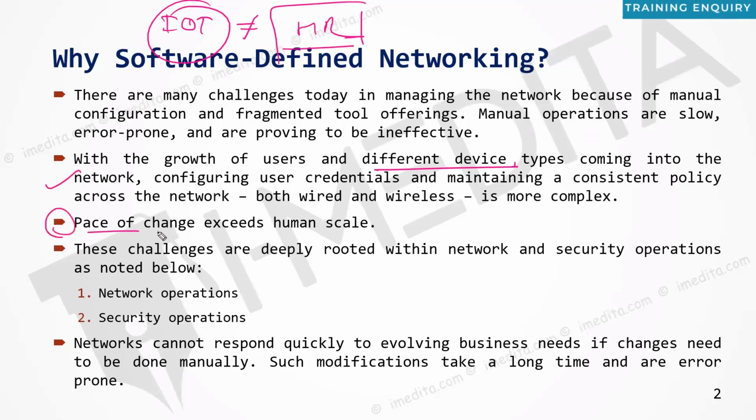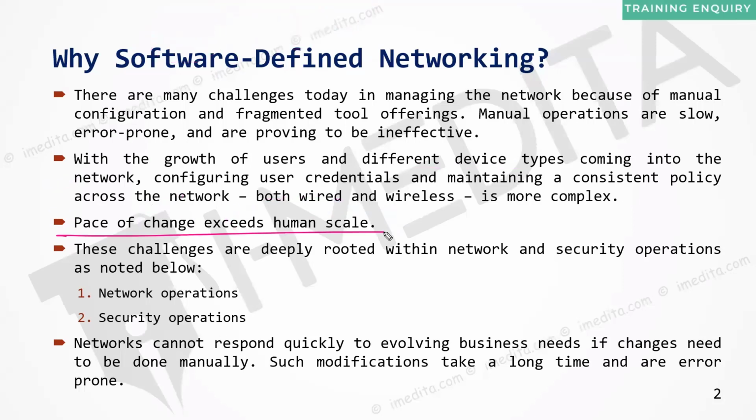In short, the rate at which changes are happening exceeds the human scale, which means that humans cannot make changes at that particular rate. If some change needs to be done in a production environment, we might need to get authorization from higher authorities. We might need to send some emails, get confirmation from the higher management, and then we can do the changes, and it also takes time. So the rate at which the changes are happening exceeds human scale.